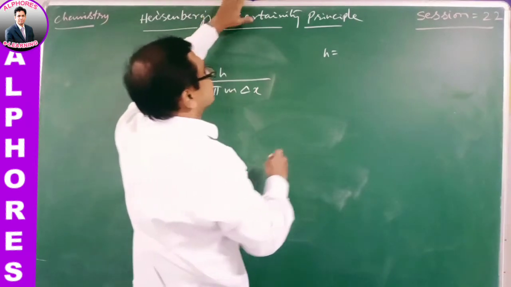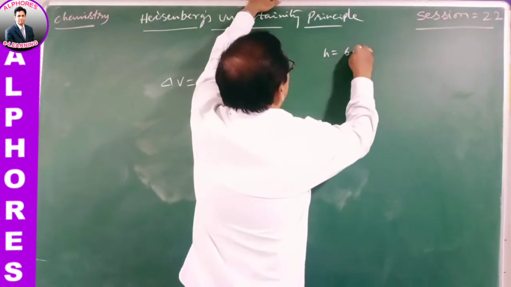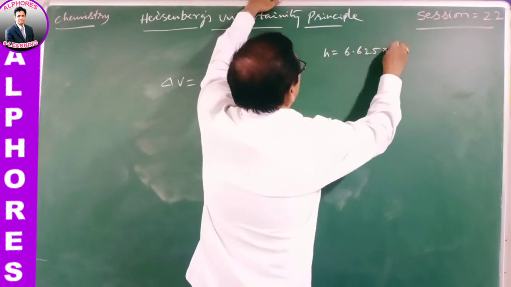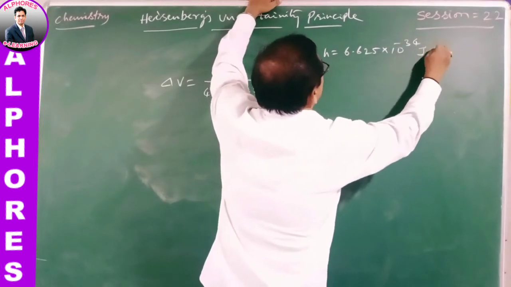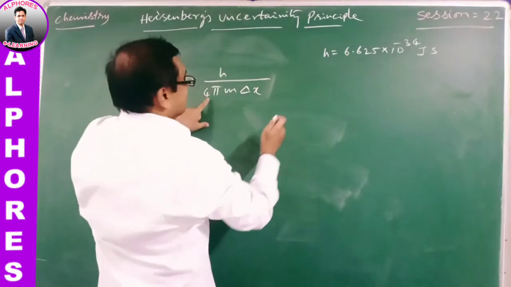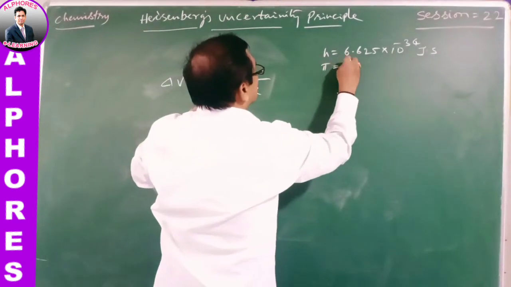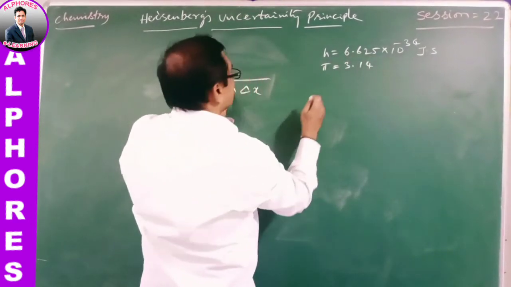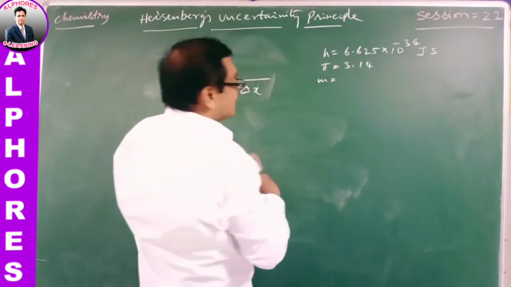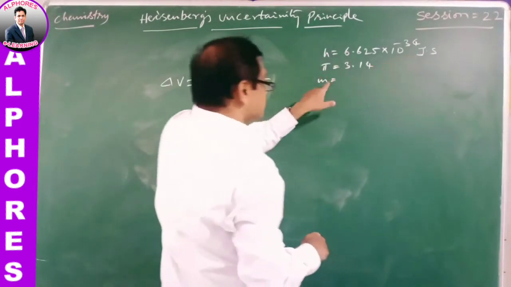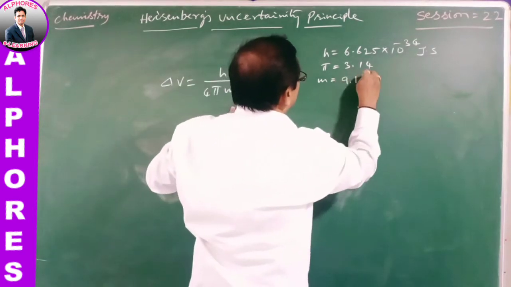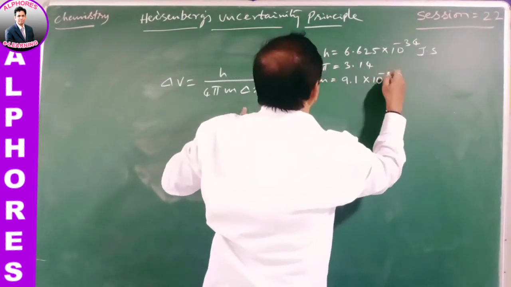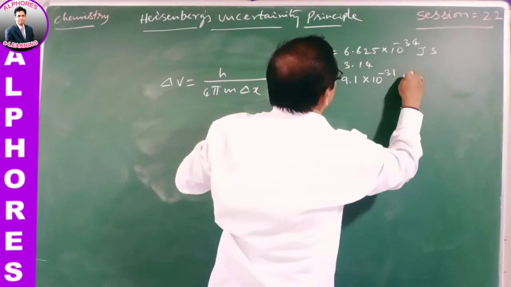h is equal to Planck's constant, that is 6.625 into 10 to the power minus 34 joule seconds. And pi value is equal to 3.14, and m, mass of the electron, is considered in SI units, so mass of the electron must be in kg, that is 9.1 into 10 to the power minus 31 kg.